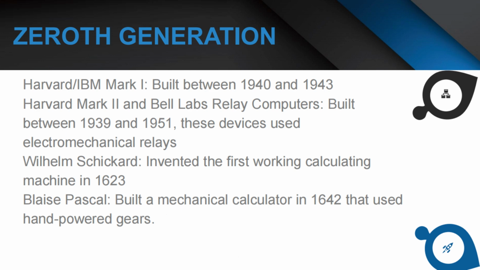Built between 1940 and 1943, the Harvard Mark II and Bell Labs relay computers were built between 1939 and 1951. These devices used electromechanical relays. Wilhelm Schickard invented the first working calculating machine in 1623. Blaise Pascal built a mechanical calculator in 1642 that used hand-powered gears.